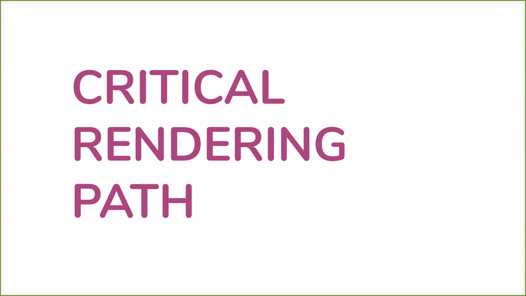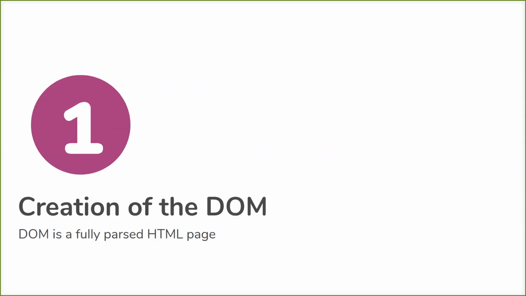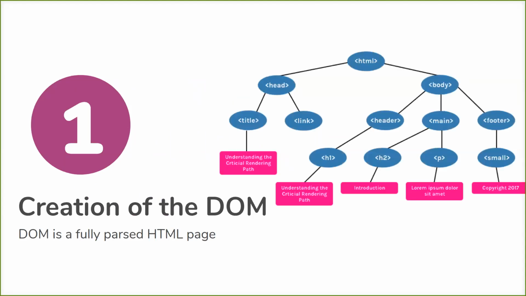So as I said, it's a sequence of steps. So let me just quickly walk you through those steps. The first step includes the creation of the DOM. The document object model is a fully parsed HTML page. By that, I mean that all the HTML tags that you've written in your file are constructed into a tree-like structure. So all of these tags come together to form a sort of hierarchy. So that is how HTML is parsed into something called a document object model. You have parents, and inside the parents, you have child nodes and all of that sort.